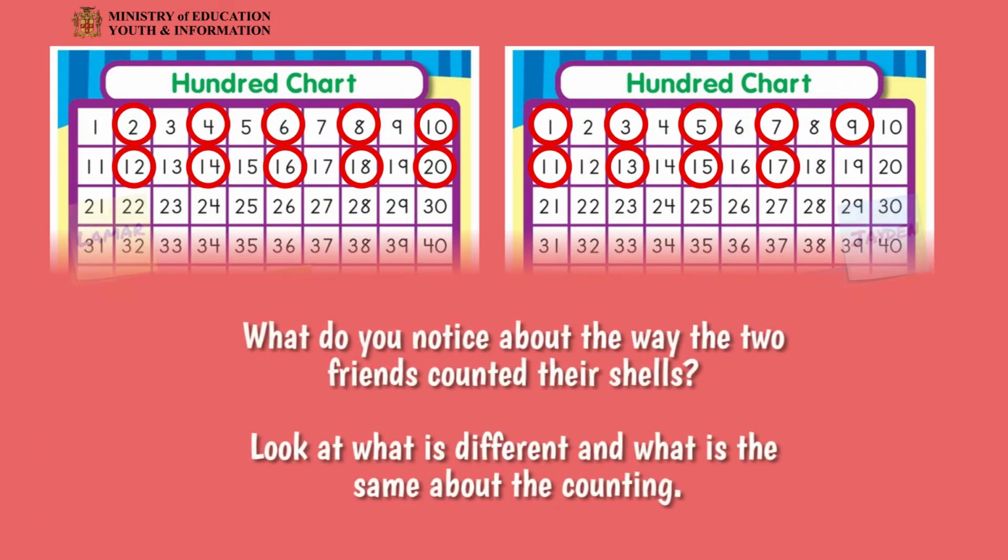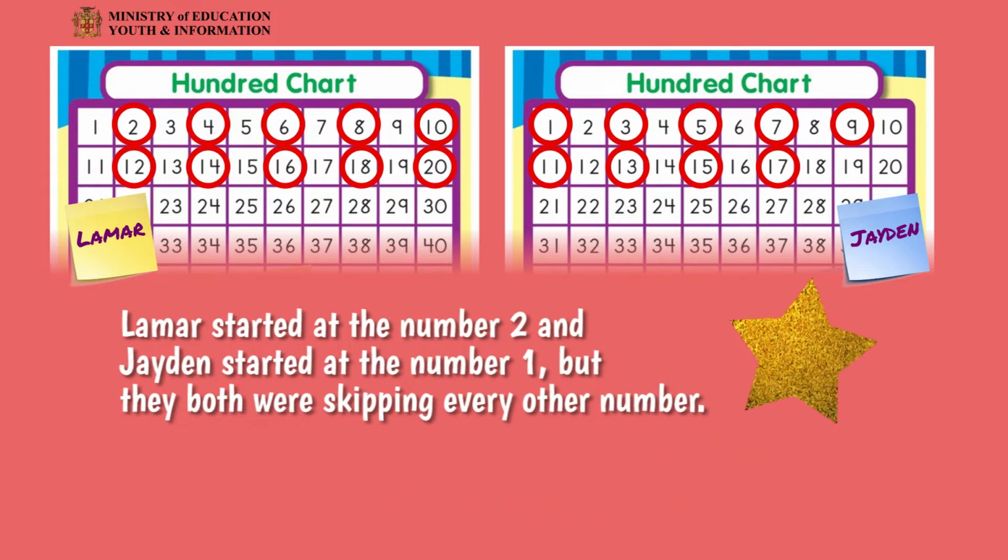What do you notice about the way the two friends counted their shells? When I ask you to tell me what you notice, I want you to look at what is different and what is the same about the counting. Are you ready to share? If you said you noticed that Lamar started at the number 2 and Jaden started at the number 1, but they both were skipping every other number, that's an excellent observation.